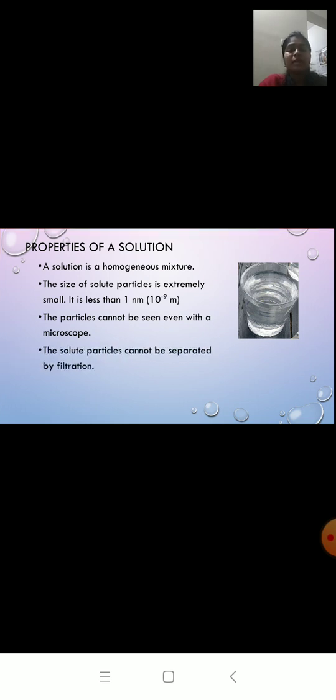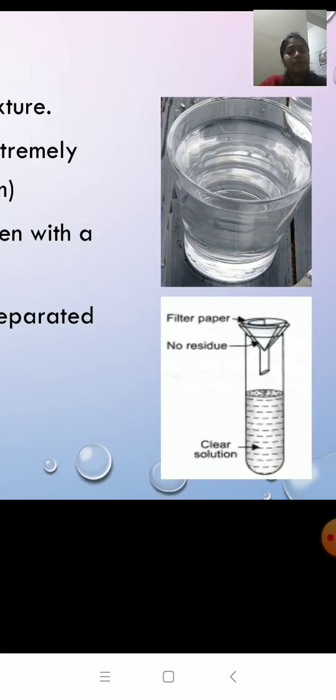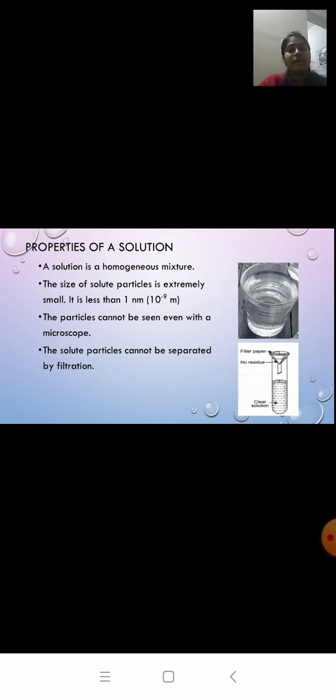The solute particles cannot be separated by filtration. So if I filter sugar solution, what will happen? It will pass through the filter paper and we will not get any residue on the filter paper. It means I cannot separate the solute from the solvent by filtration.